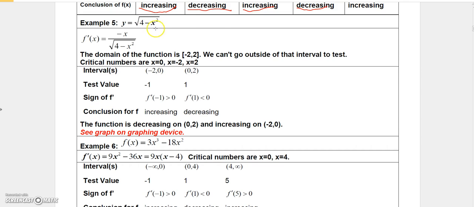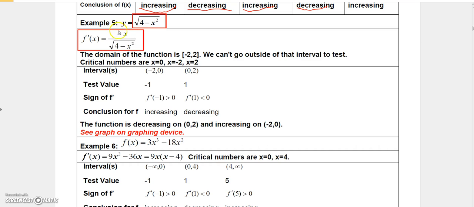Okay, here's another function here. Notice here I have y equals the square root of 4 minus x squared. Now, write that as 4 minus x squared all to the 1/2 power, and then take the derivative of it and simplify it. And again, I'm letting you do the derivative. So when you find that derivative, you're going to get minus x over the square root of 4 minus x squared.